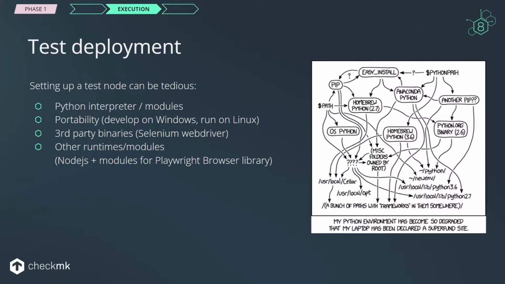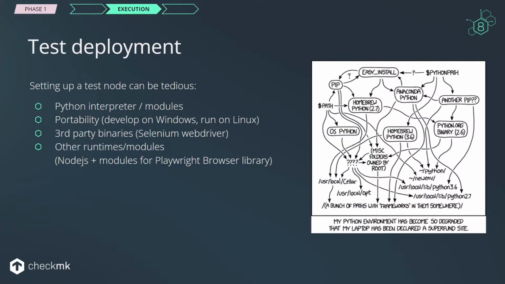You have to think about third-party binaries. The Selenium WebDriver, for example, is a binary you cannot install with pip install. If you want to use the Playwright library, you need Node.js and NPM modules. So this isn't a pure Python problem. I've already tried to automate this with Ansible, but I'm pretty sure that the result I came up with wouldn't be called an enterprise product, because it would require a lot of Ansible know-how on your side.